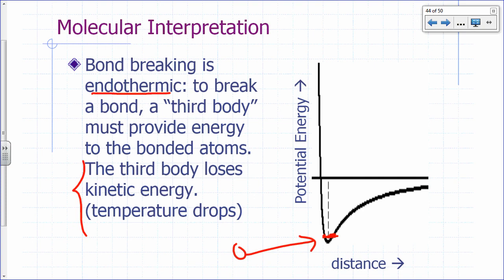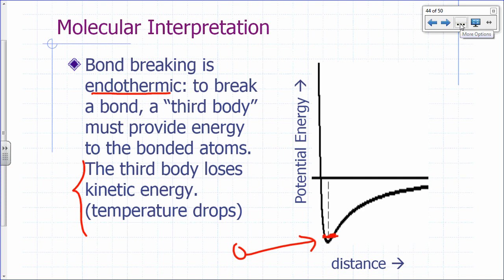So they could be getting it from, let's say, the container. At the end, if you have a reaction that spontaneously occurs that happens to be endothermic, then the atoms in the walls of the container would be providing that extra kinetic energy to cause the bonds to break. Okay?